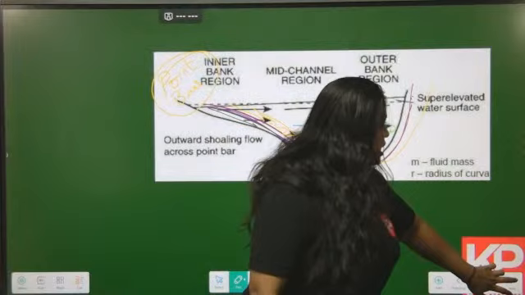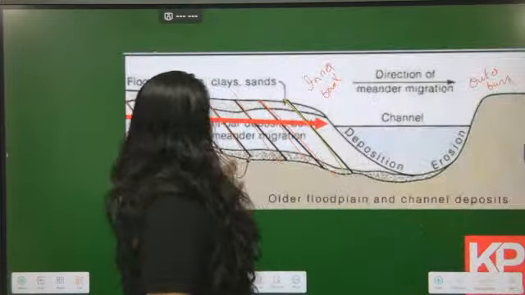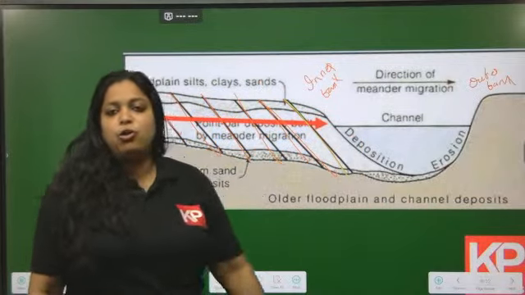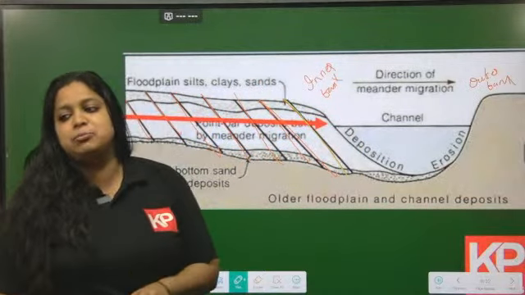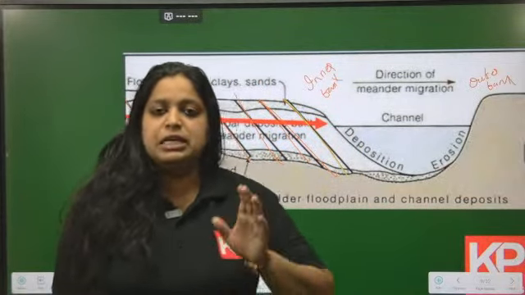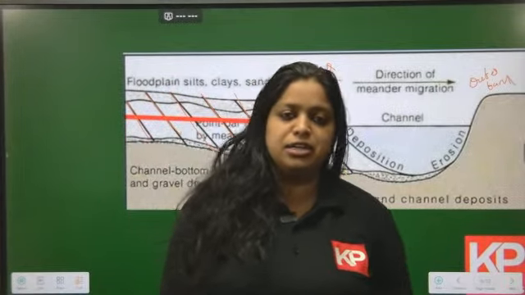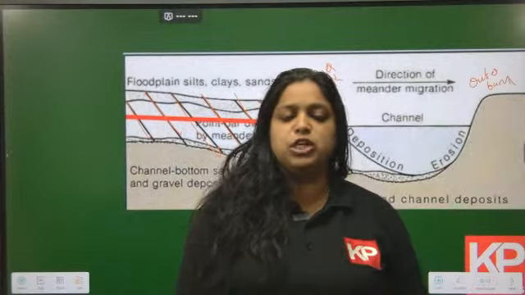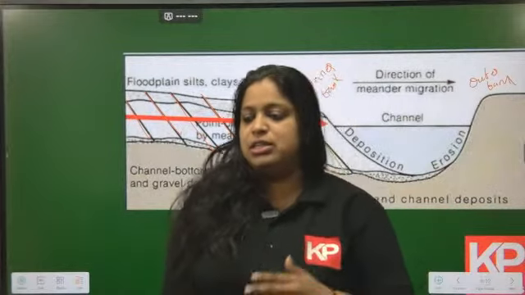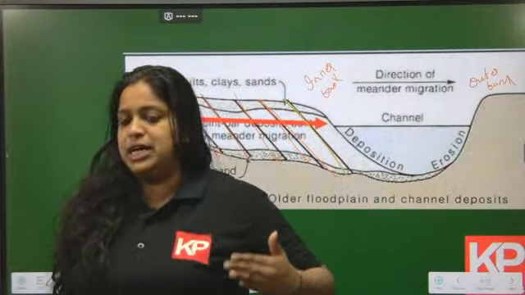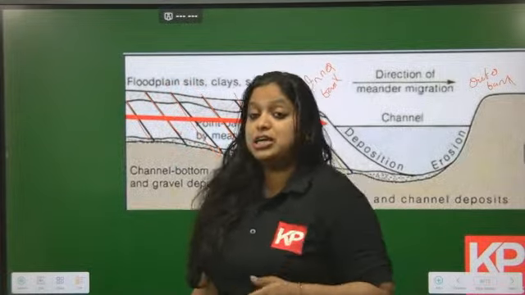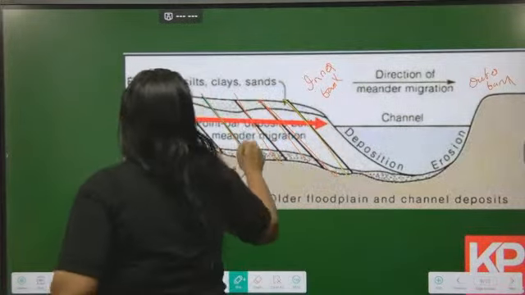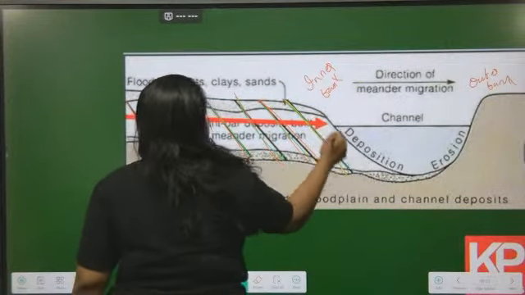So while this channel migration takes place, there is lateral accretion of point bar also. All these terminologies are very important. Lateral accretion, lateral aggradation, lateral migration, all these terminologies are associated with point bars. So this lateral accretion of point bars is happening over here.